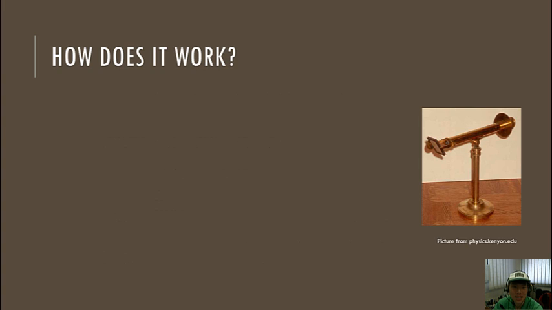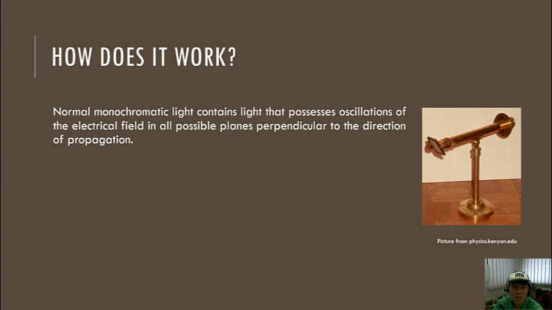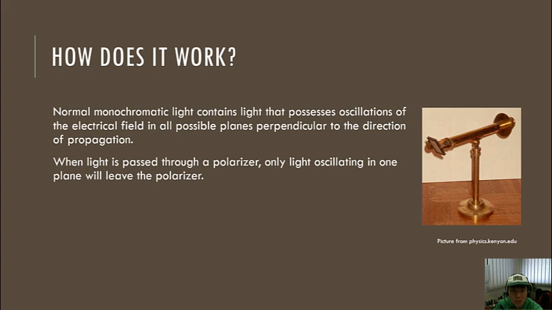So how does it work? Normal monochromatic light contains light that possesses oscillations of the electric field in all possible planes perpendicular to the direction of propagation. And when light is passed through a polarizer, for instance, a Polaroid film, only light oscillating in one plane will leave the polarizer.